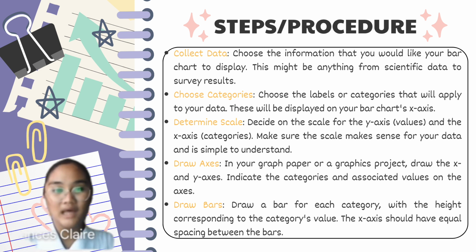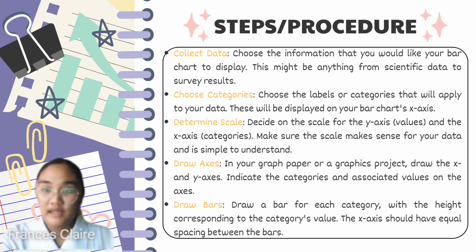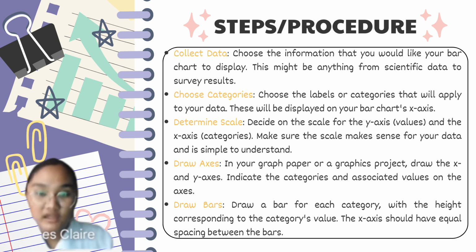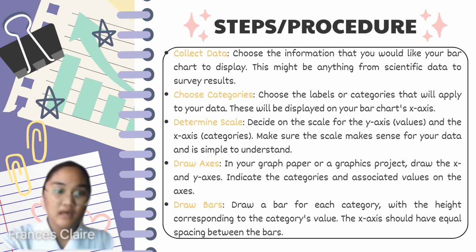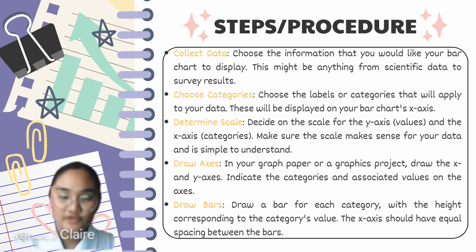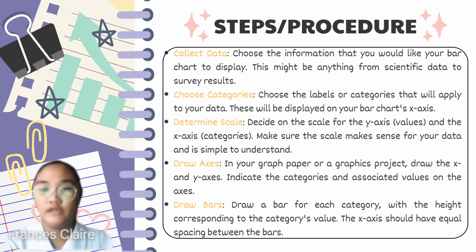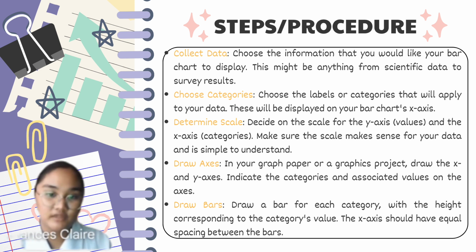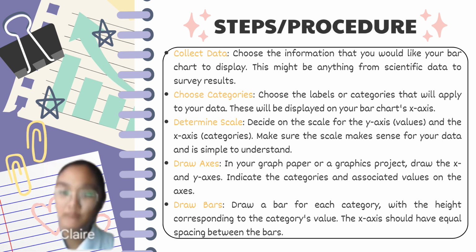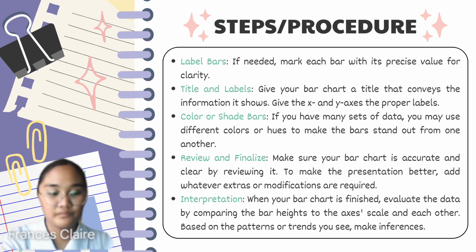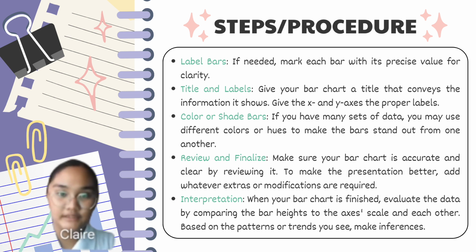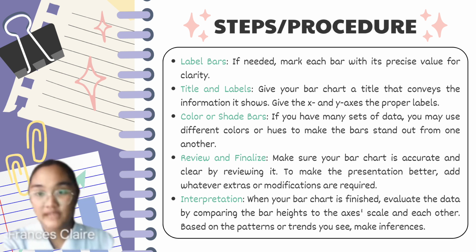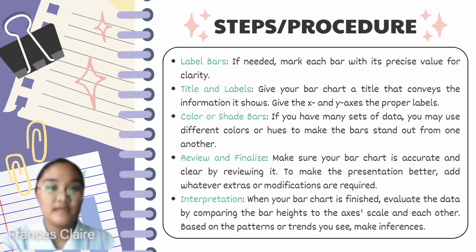Fourth, draw axes. In your graph paper or graphic projects, draw the x and y axis, indicate the categories and associated values on the axis. Fifth, draw bars. Draw a bar for each category with a height corresponding to the category's value. The x-axis should have equal spacing between the bars. Sixth, label the bars. If needed, mark each bar with precise value for clarity.